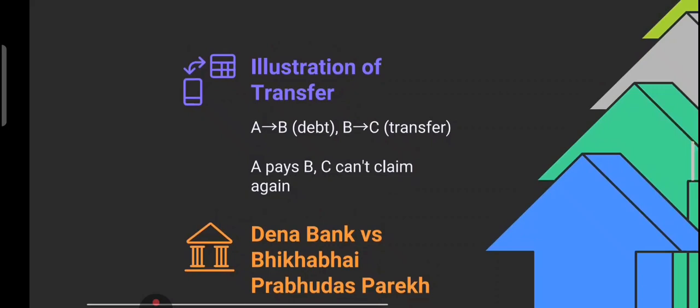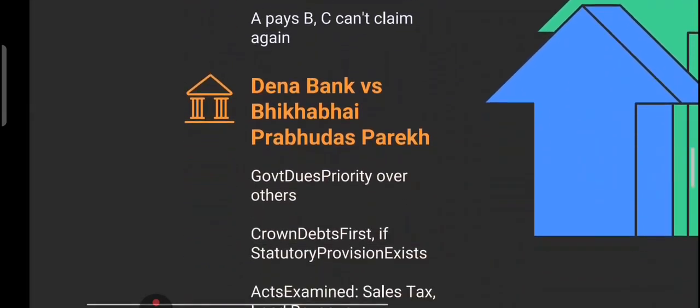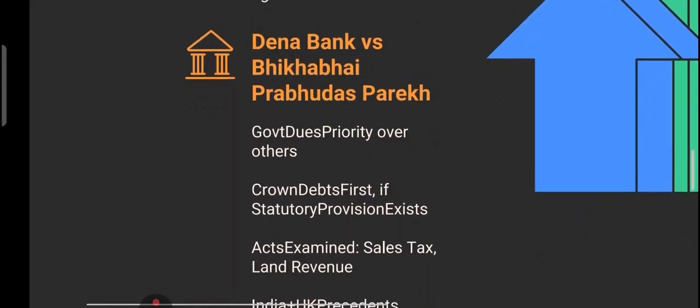So A owes money to B, B transfers that claim to C, and A pays C. Now neither B nor C can claim again. That is the illustration of transfer. Basically, the debtor does not need to be informed, but if the debtor pays the original creditor, the payment is still valid. Now case 1. There are some cases in the book, and case studies are most frequently asked. Dena Bank versus Bhikhabhai Prabhudas Parekh.